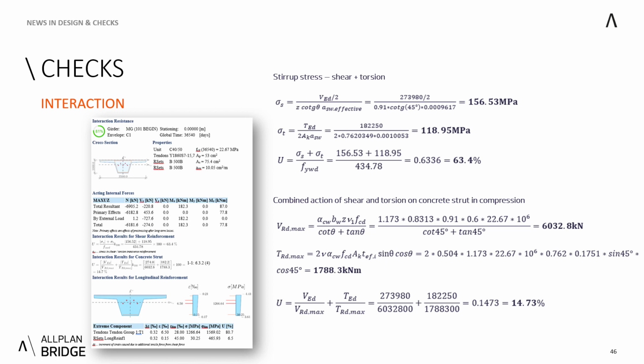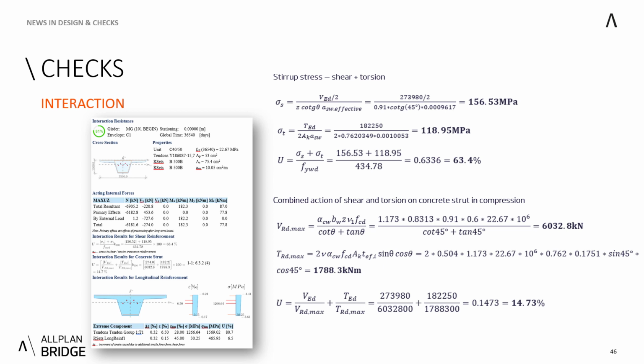The second part of this check is the combined action of shear and torsion on concrete compression strut, meaning that you combine VED divided by VRD max plus TED divided by TRD max, and you obviously get up to 14.7% of the utilization. There is not much of a magic here, all the numbers are explained.